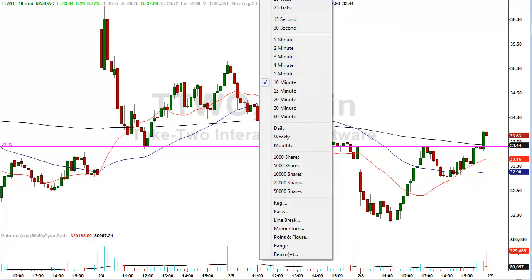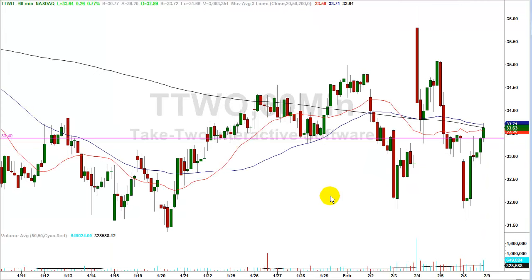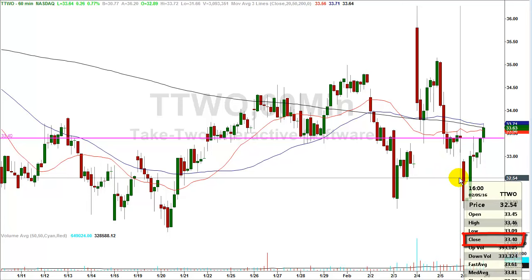So let's go over to the 60-minute chart and let's take a look at what we're talking about. So at $33.40 was the gap left from the closing number of Friday, February 5th, 2016. So the closing gap was at $33.40, which was the close.